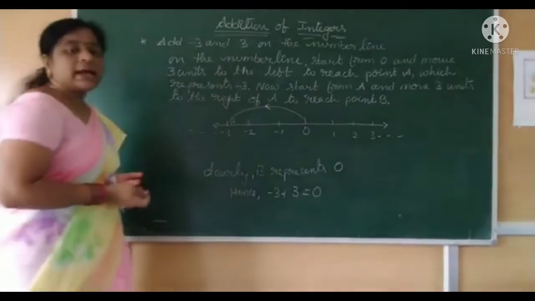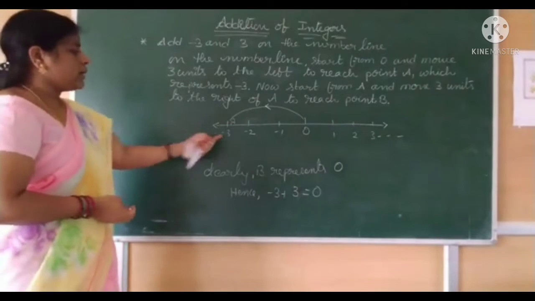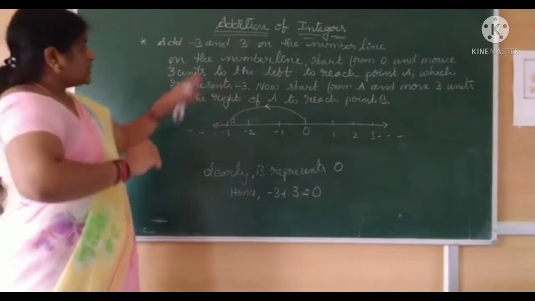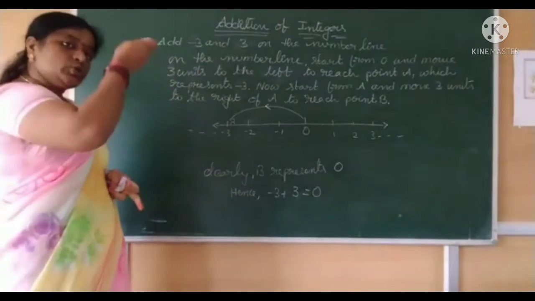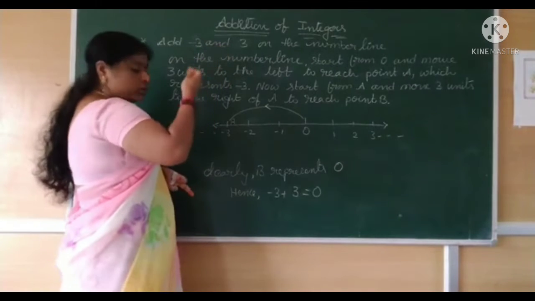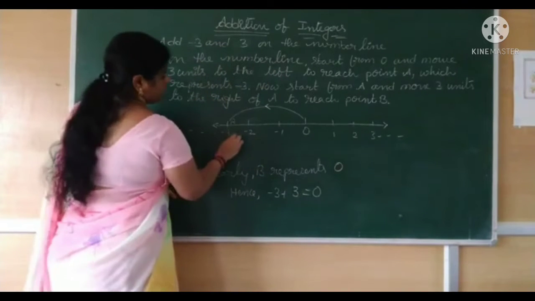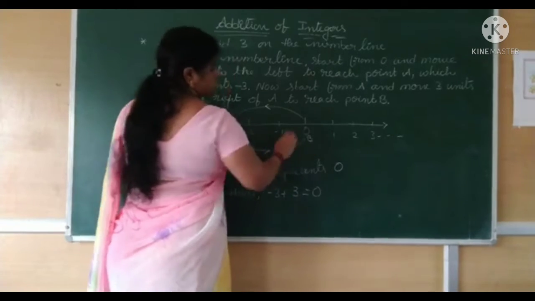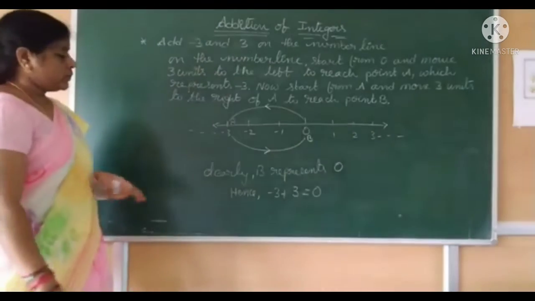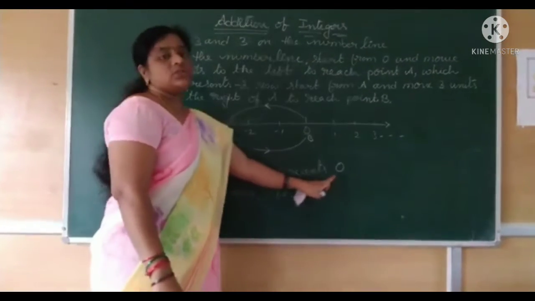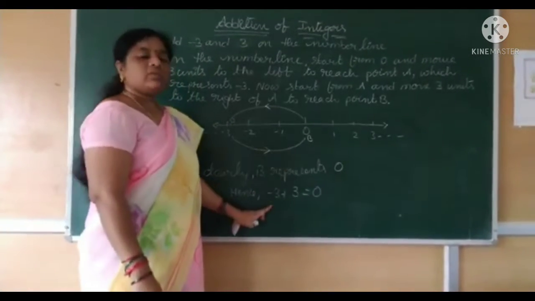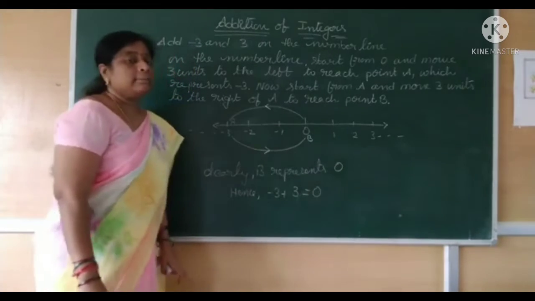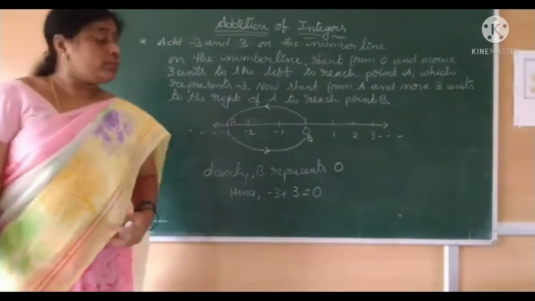Now start from A and move 3 units to the right. This is positive, so to the right. Then we reach B, and B represents 0. So clearly B represents 0. Hence minus 3 plus 3 equals 0.